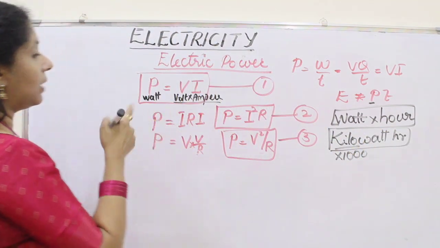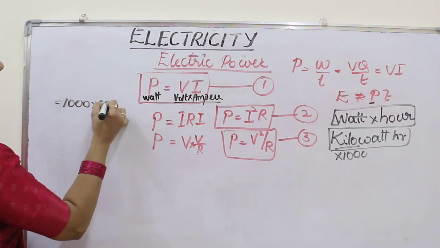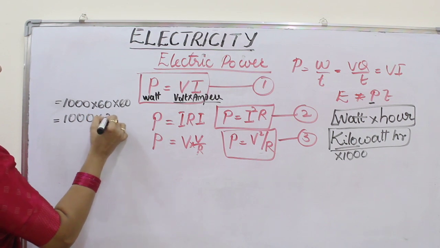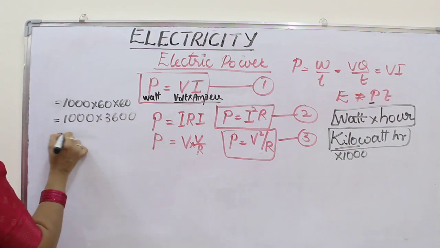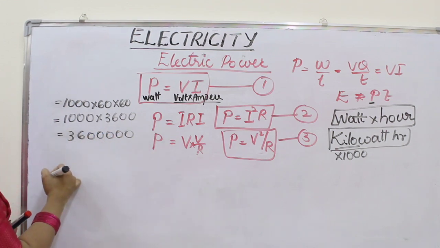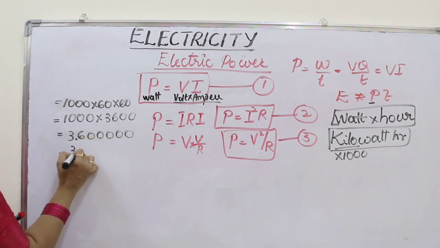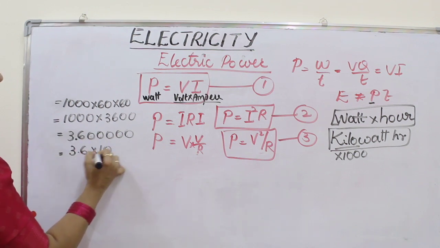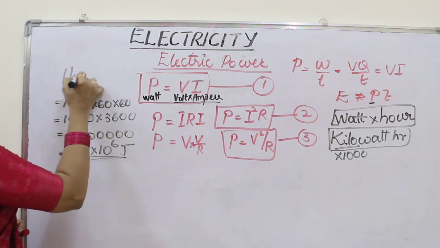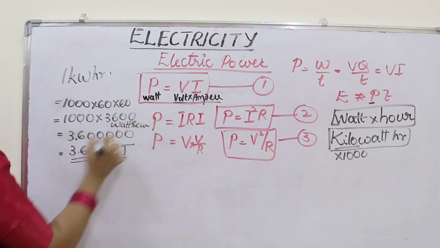So this is the commercial unit of power. So if you convert it, 1000 watt is 1 kilowatt, and 60 seconds into 60 minutes is 1 hour. So we know that this is 1000 into 3600. If I multiply, I'll get 36 followed by 5 zeros. Now I have to take it like 3.6, so I am moving 6 decimal places. So 3.6 into 10 to the power of 6 joules is 1 kilowatt hour. So this is watt second; here we converted into watt second, and this is joule.